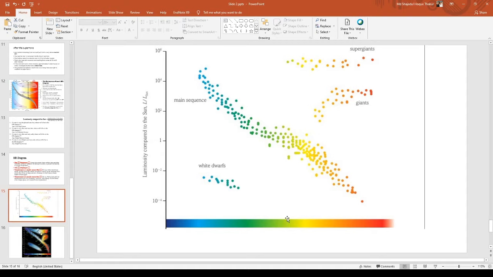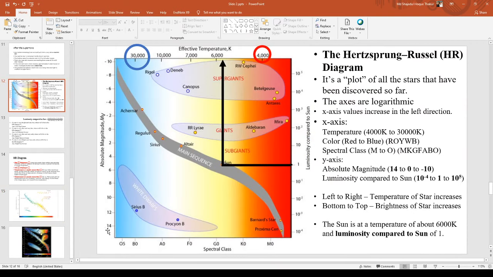Again, remember, the x-axis label and the y-axis label can change. If you see these values as your y-axis, 10 to the power minus 4, 1, 10 to the power 6, 10 to the power 5, and so on, you will say this is luminosity compared to sun. But if you see values like 14 and above, minus 10, or a 0 in between, then this is an absolute magnitude. It's a different y-axis label. So in the exam you may have to label the axis. Be careful when labeling the axis. Look at which values are given.